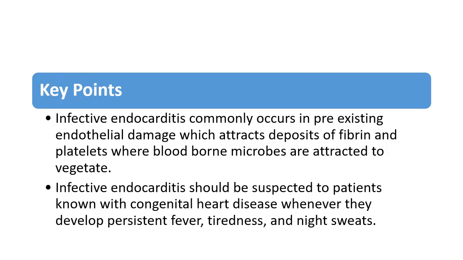So that marks the end of our discussion, and to summarize, infective endocarditis commonly occurs in pre-existing endothelial damage, which attracts the deposition of fibrin and platelets where blood-borne microbes are attracted to vegetation. Again, infective endocarditis is common in already damaged endocardium. And number two, infective endocarditis should be suspected in a patient known with congenital heart disease whenever they develop persistent fever, tiredness, and weight loss.